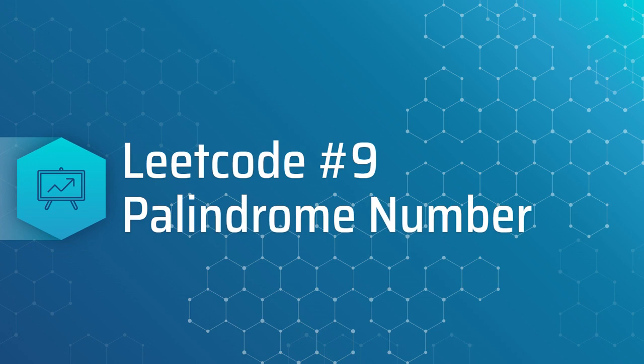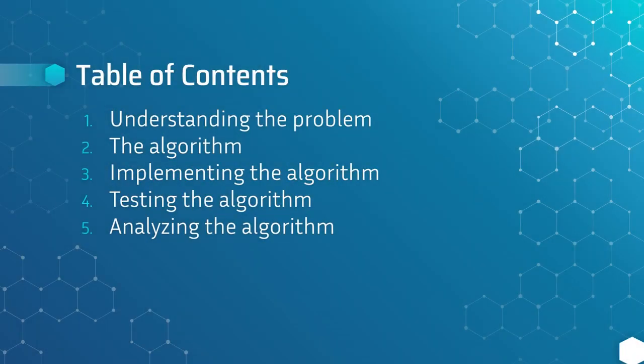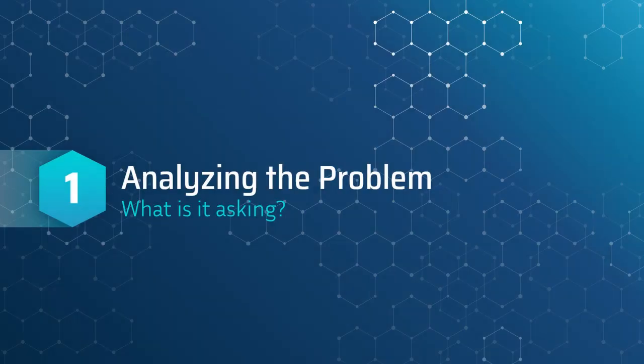Today we'll be going over LeetCode problem number 9, Palindrome Number. So here's a table of contents. First we're going to be understanding the problem, then the algorithm, and then implementing the algorithm, testing the algorithm, and analyzing the algorithm. So first we're going to be analyzing the problem.